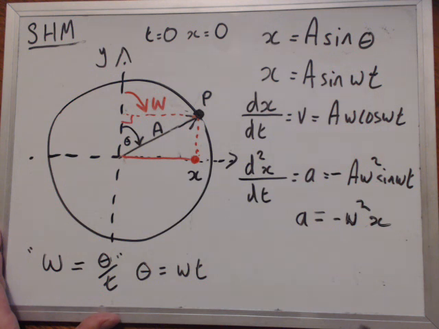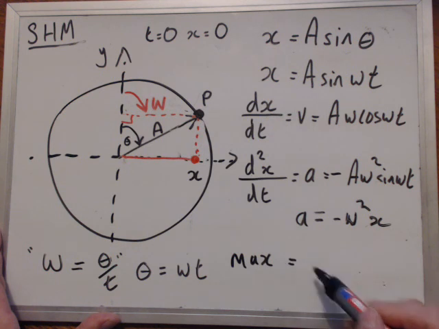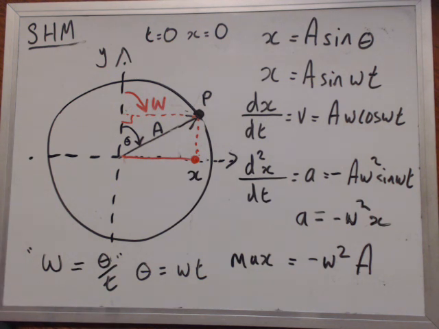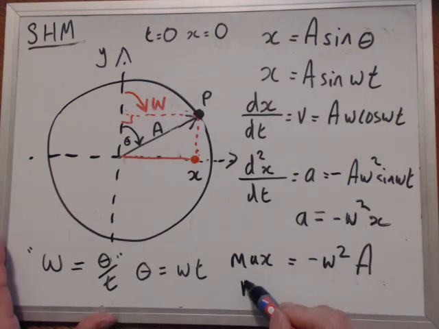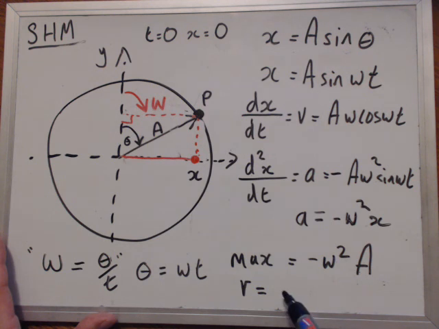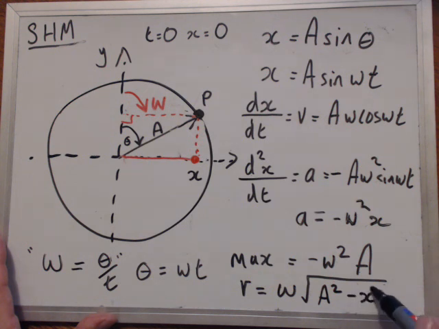Now, the maximum acceleration is at the far point when we have x equals A. So the maximum acceleration is equal to minus omega squared A. Another equation that I won't derive, but which can be calculated using trigonometric identities, is that the velocity, as well as being equal to A omega cos omega t, is also equal to the angular frequency omega multiplied by the square root of the amplitude squared minus the displacement squared.